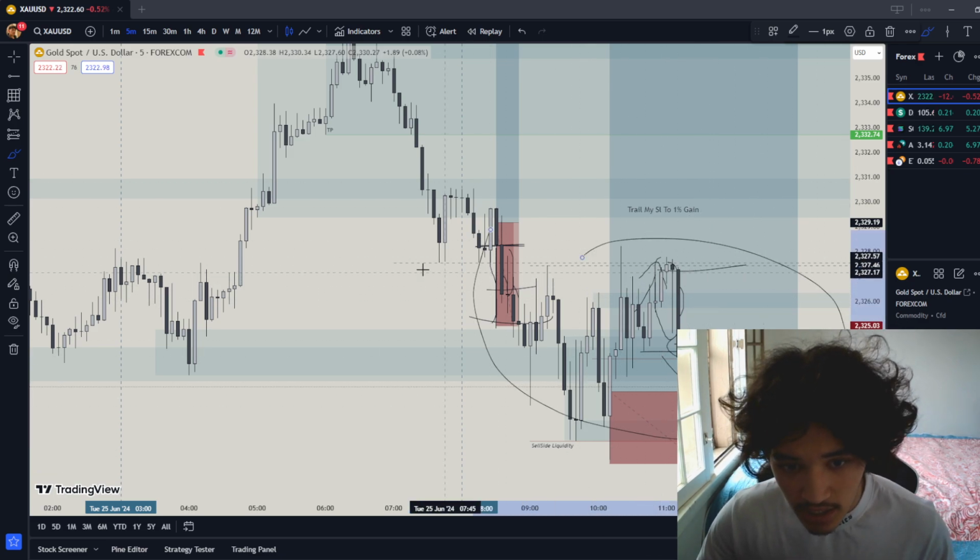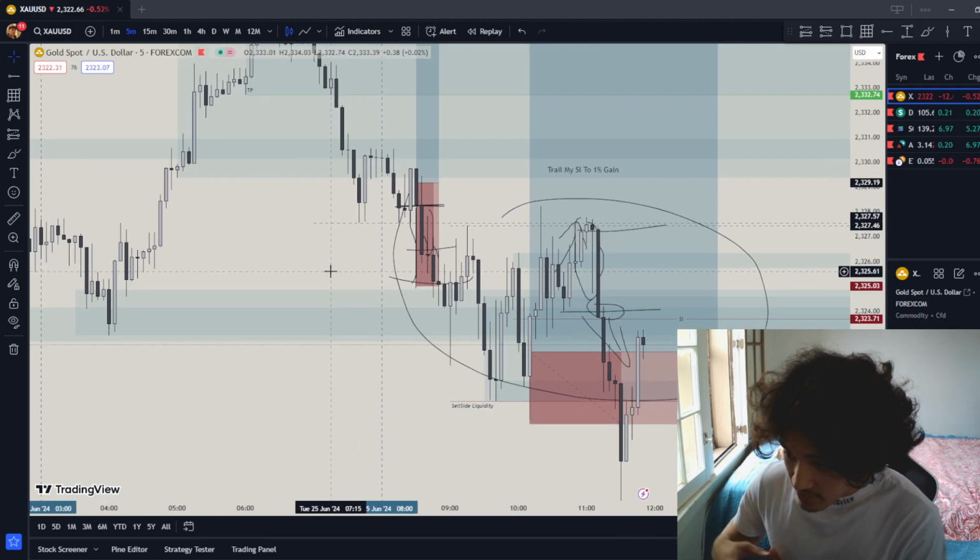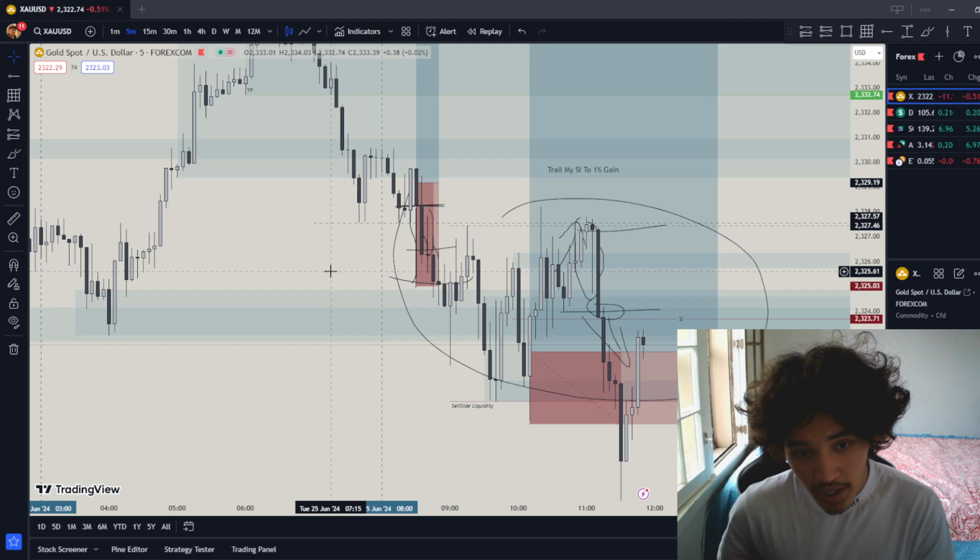So what can we learn from this trade is that do not trade 15 minutes before news. From now on, right, I'm not gonna change my rules.